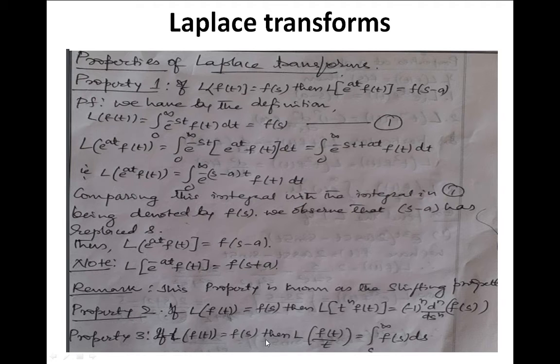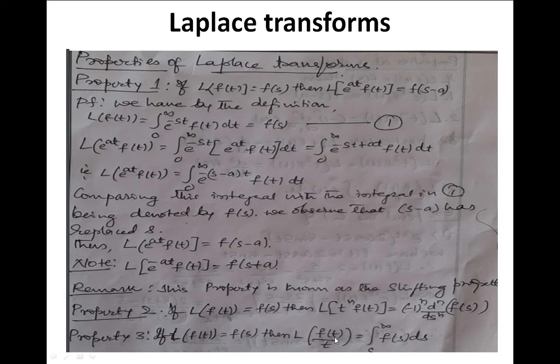If L of f of t is equal to F of s, then consider f of t upon t. What is the difference between these two? Here t to the power n is present in the numerator, here t is present in the denominator. If f of t is divided by t, I mean the quotient of two functions, what is the condition? Again find L of f of t, put it under integration between 0 to infinity, and get the integration of that function with respect to s. You have got my point.